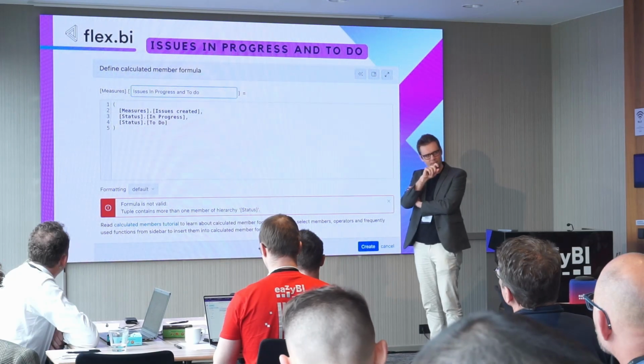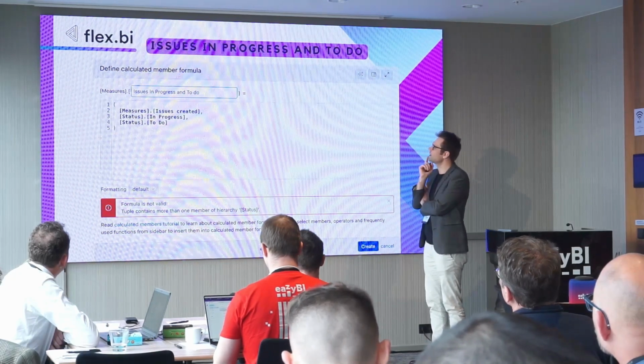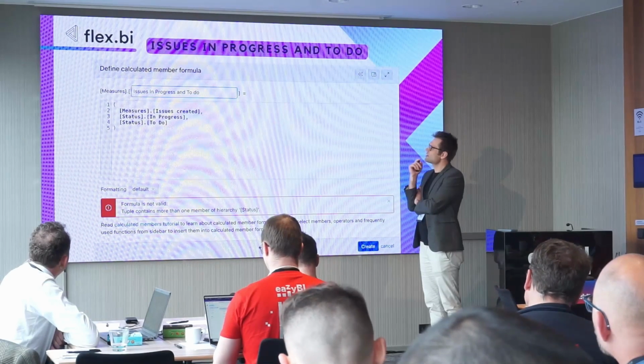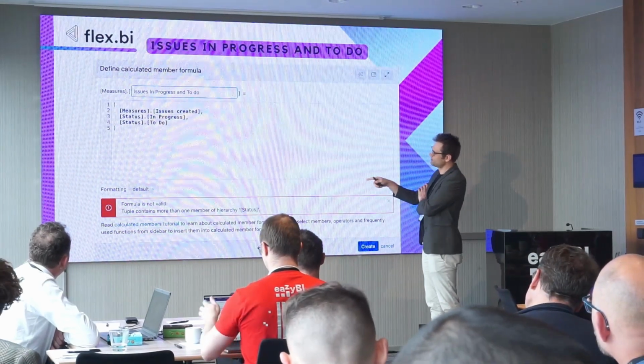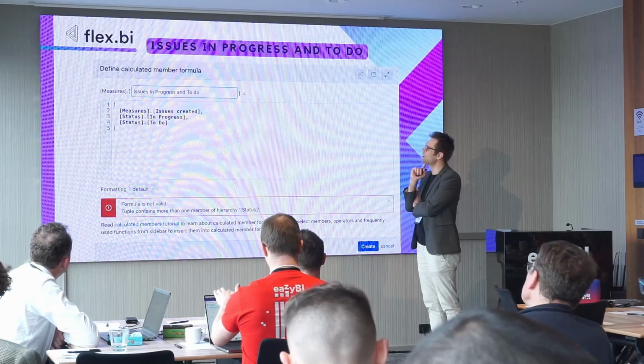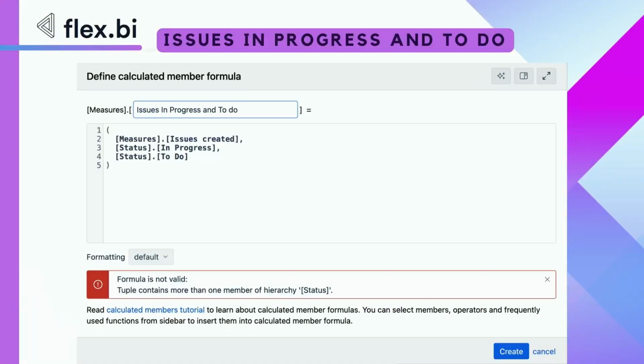So let's move on to the next thing. Let's say here I wanted to create a calculated member formula that shows me how many issues were created with status In Progress and also status To Do. So we have In Progress, To Do. I just heard about a tuple, so I can use a tuple and put a bunch of things in it, and it should show what the result is between those.